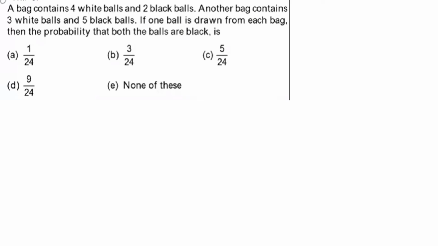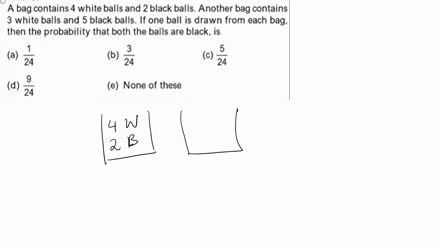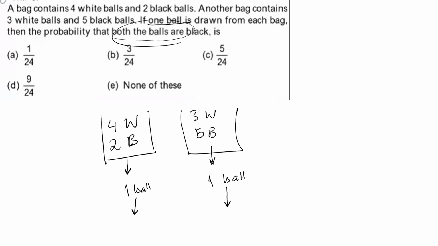A bag contains 4 white balls and 2 black balls. Okay, this is the first bag. Another bag contains 3 white balls and 5 black balls. If one ball is drawn from each bag, it means from this bag one ball and from this bag one ball. What is the probability that both the balls are black? So first write the probability of the first bag and then the probability of the second bag.